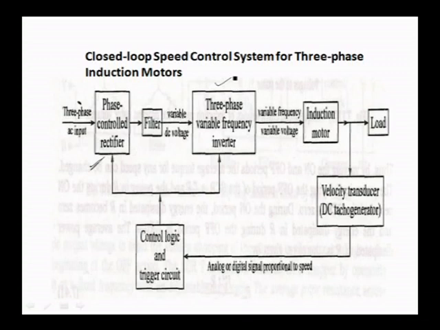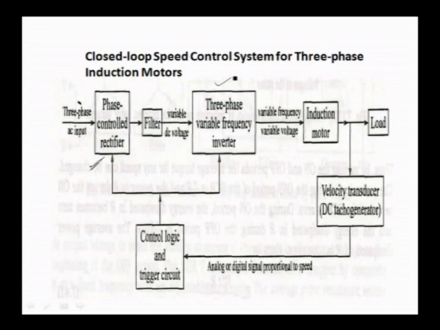We have already studied induction motors by this time. The speed control of an induction motor can be done by varying the voltage, or by varying the frequency, or by varying both frequency and voltage. And which is the most popular method of varying the speed of an induction motor? The V by F method, by varying both frequency and voltage.